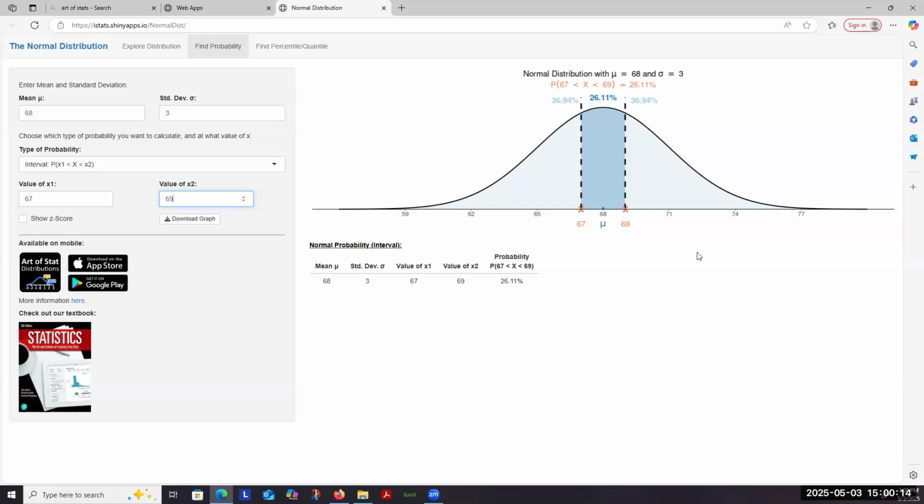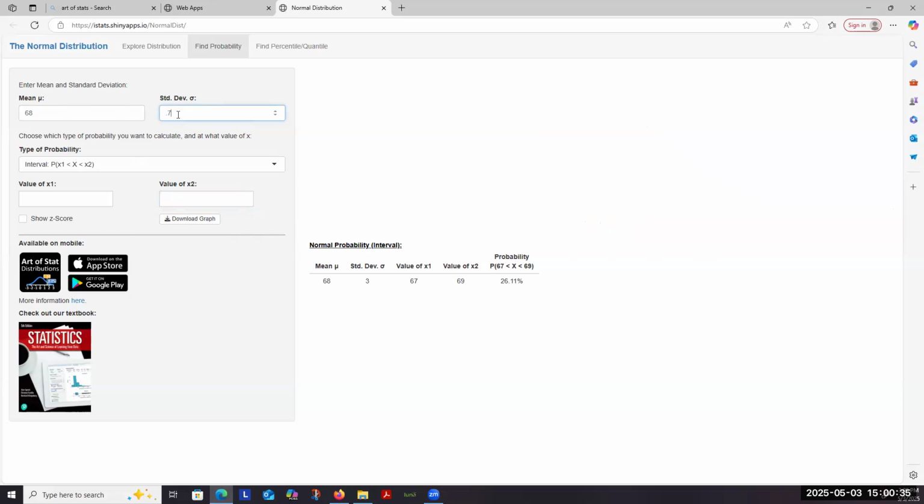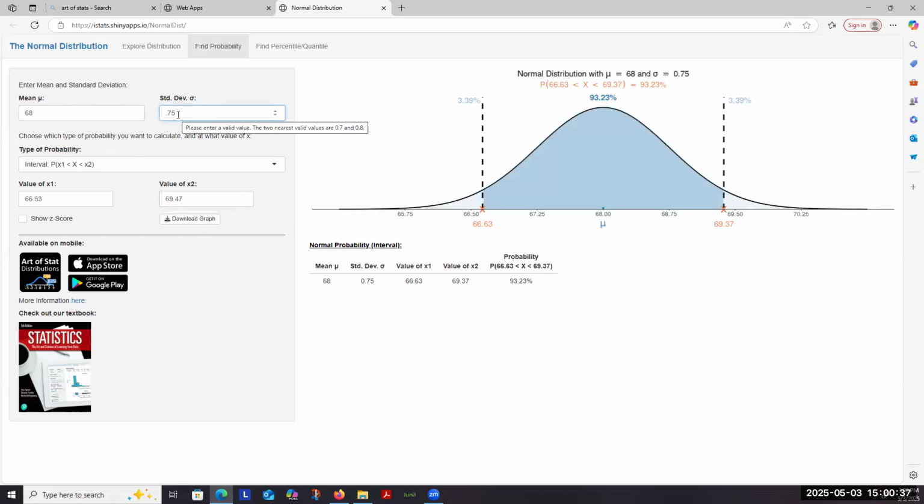For the second part, you have to be careful. In the second part, everything is the same except the standard deviation. Remember for the second part, 3 over radical n, with n being 16, was 3/4. Standard deviation was 3/4. 3/4 is 0.75. Check these numbers. These numbers all stay the same.